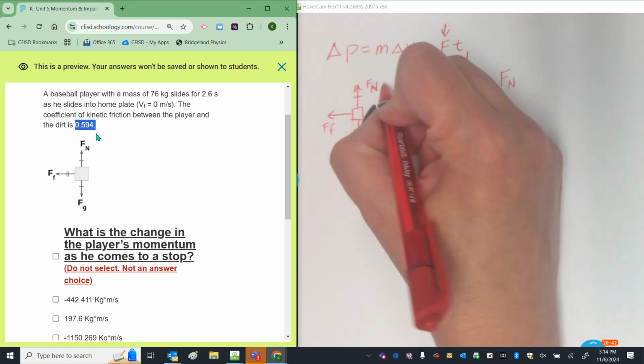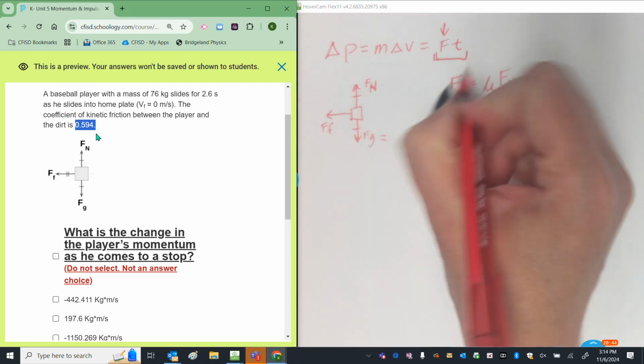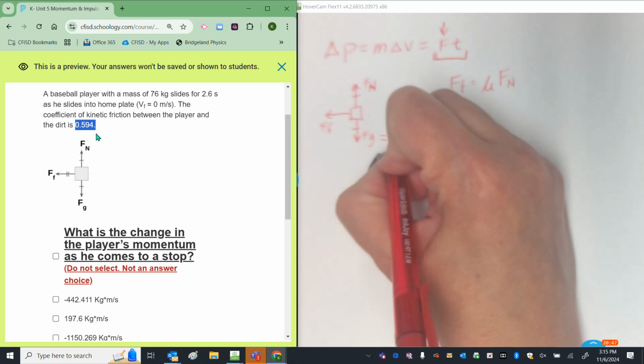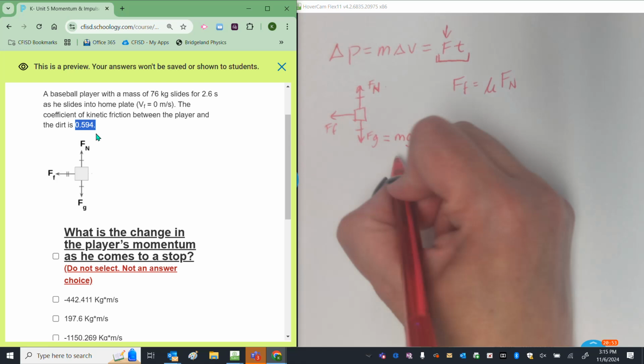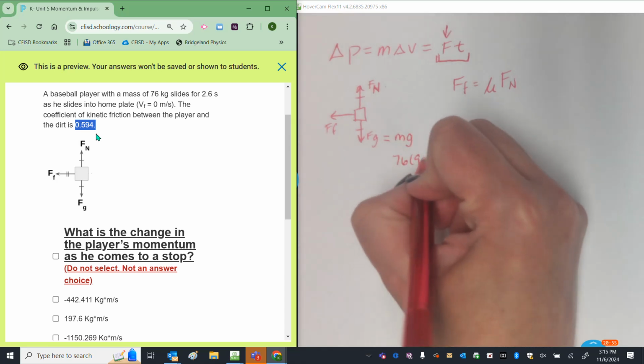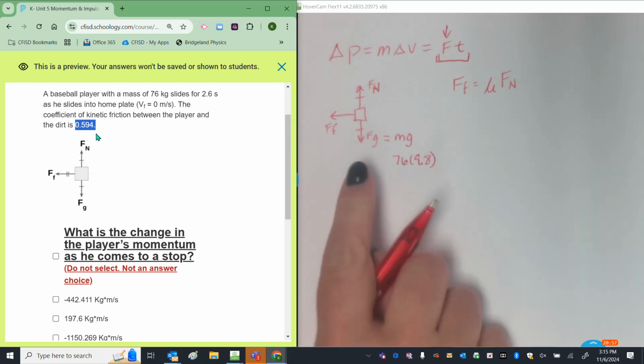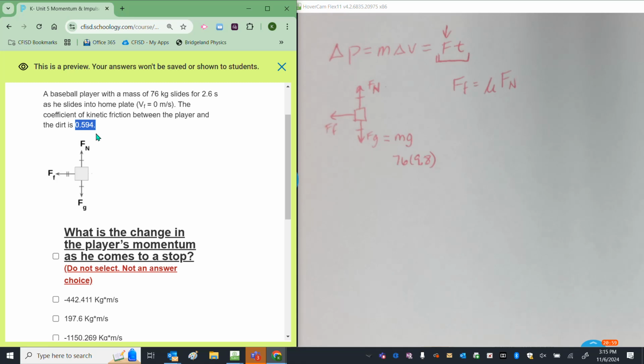Again, I don't have a formula for Fn, but I do have a formula for Fg. That's what we're going to do. We're going to solve for Fg. My mass is 76, gravity is 9.8, and if I find Fg, I'm also finding Fn. So 76 times 9.8 is going to be both Fg and Fn, and it is 744.8.